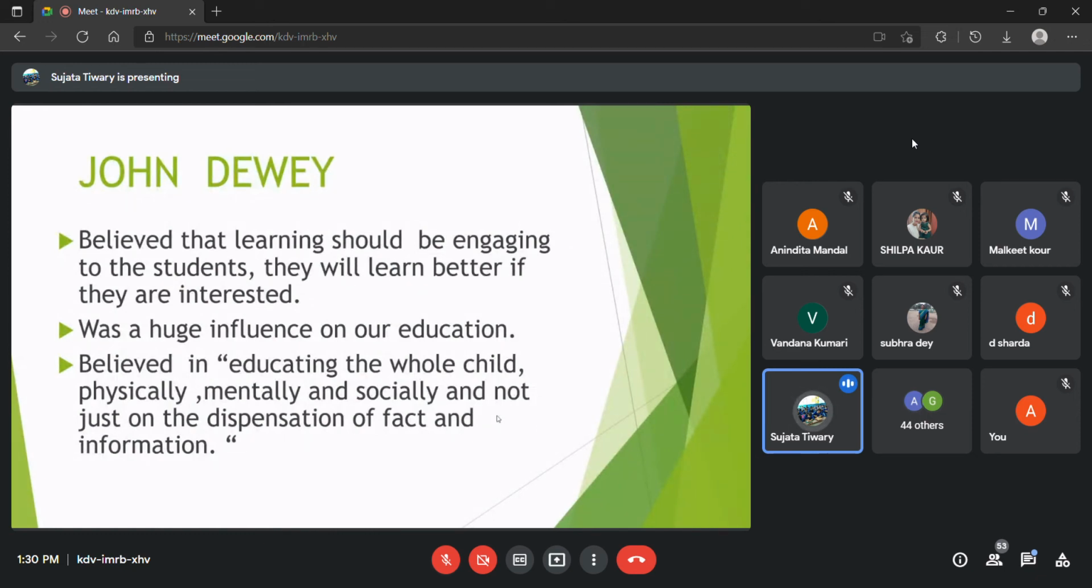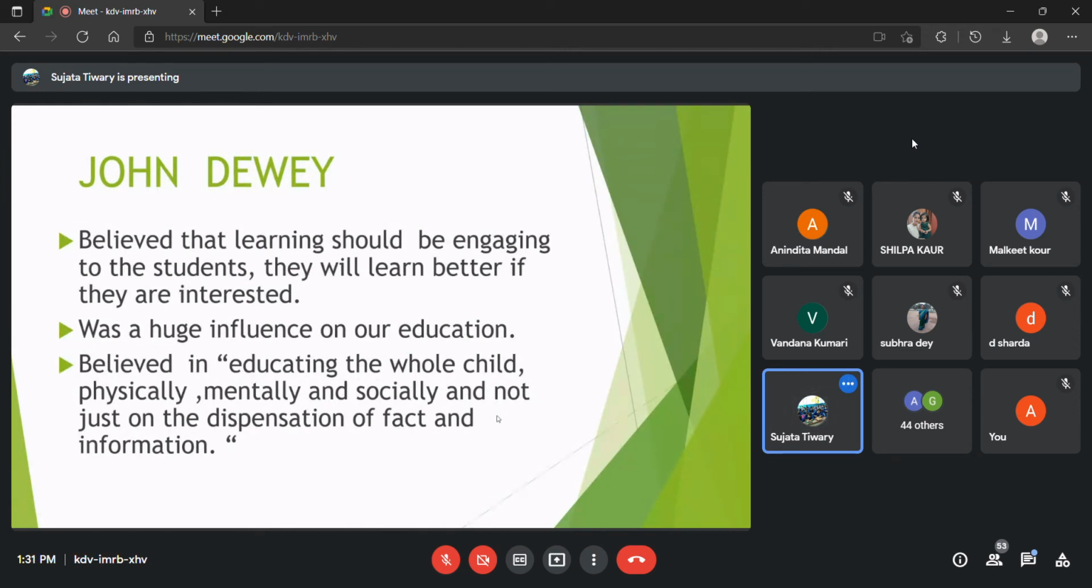He believed in educating the whole child. It's not only cognitive development, not only physical, not only mental development. So the whole child means physically, mentally, and socially. And this is all with their activity, their engagement. It's not only just giving them a dispensation of facts and information that they passively accept or absorb.